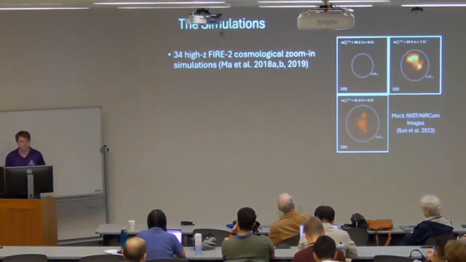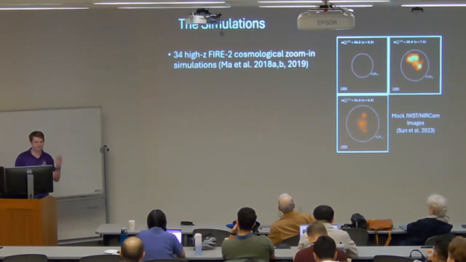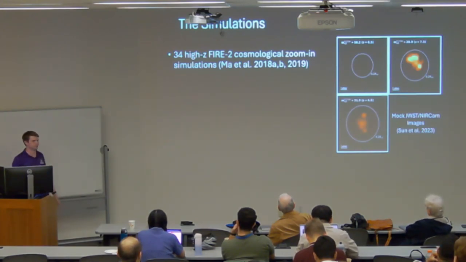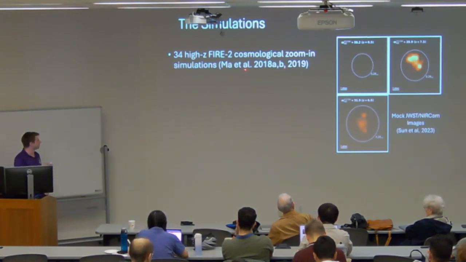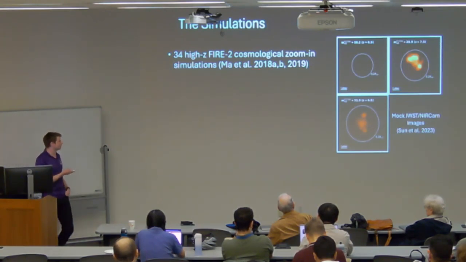Okay. So these new observations in this high redshift regime have really motivated us to use simulations in order to characterize the evolution in the form of the mass metallicity relation at high redshift. And to do this, we turn to a suite of 34 high redshift cosmological zoom-in simulations from the FIRE-2 suite. And these were originally presented by these Ma et al. 2018 and 2019 papers.